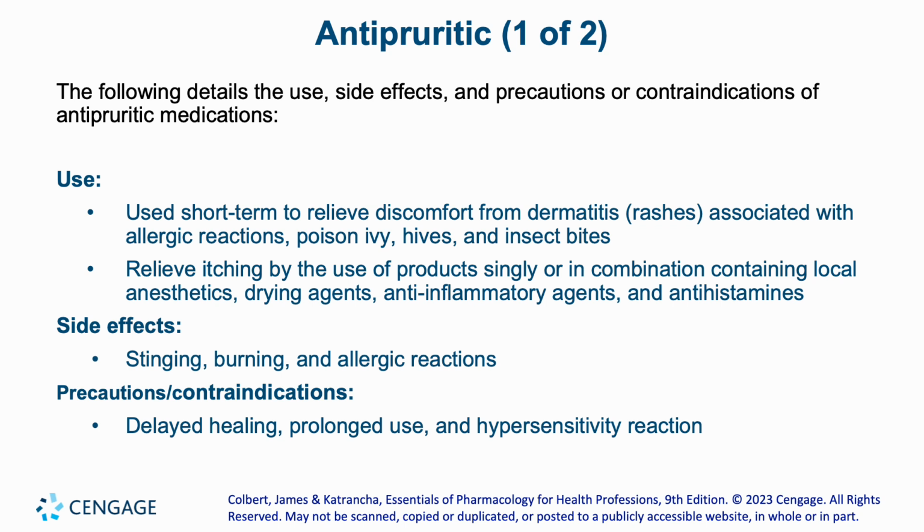Contraindications, remember contra, against, so not indicated. Use. Antipruritics are used short-term to relieve discomfort from dermatitis, which is skin irritation, inflammation, rashes, associated with allergic reactions, poison ivy, hives, and insect bites. They relieve itching by the use of products singly or in combination containing local anesthetics, drying agents, anti-inflammatory agents, and antihistamines. The side effects of antipruritics are stinging, burning, and allergic reactions to the medication itself.